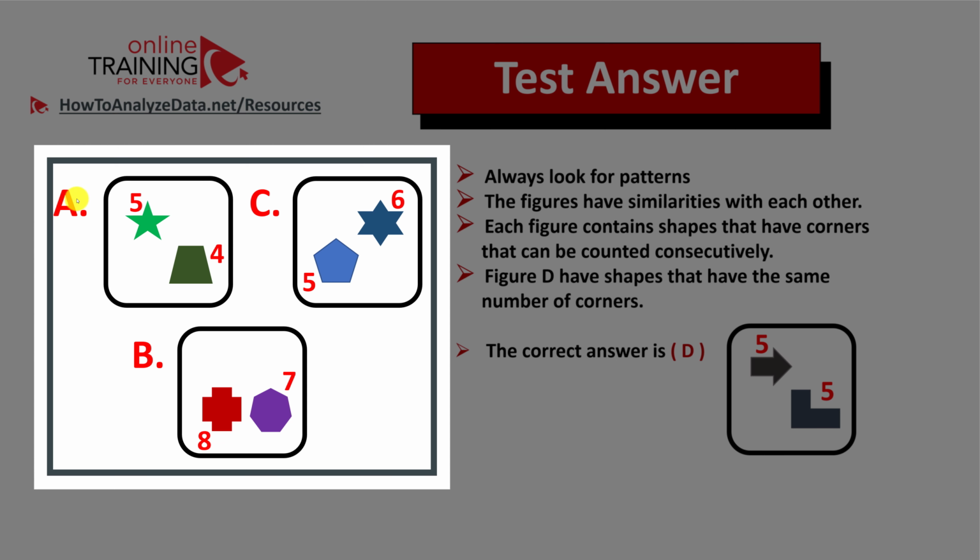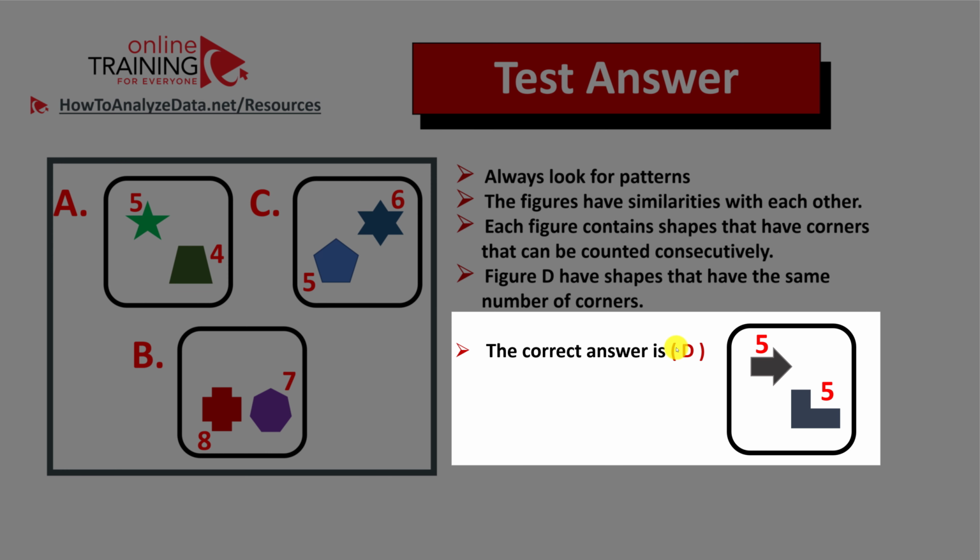So the similarity here between choices A, B, and C is the fact that each shape inside the rounded square has a different number of corners. Star has 5, this shape has 4. This shape has 5, this shape has 6. This shape has 8, and this one has 7. But the correct answer here is choice D, because in this case, these 2 shapes have the same number of corners.